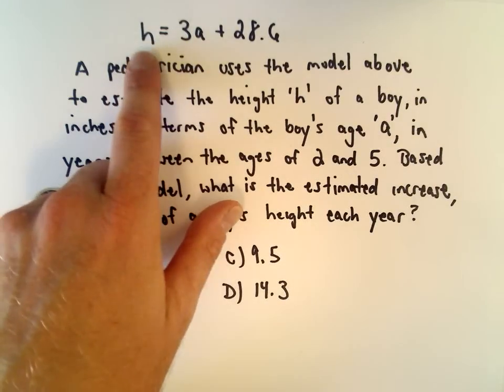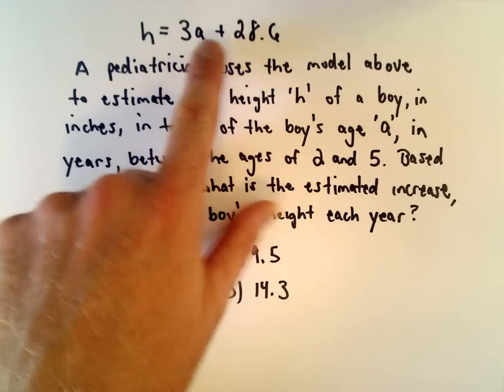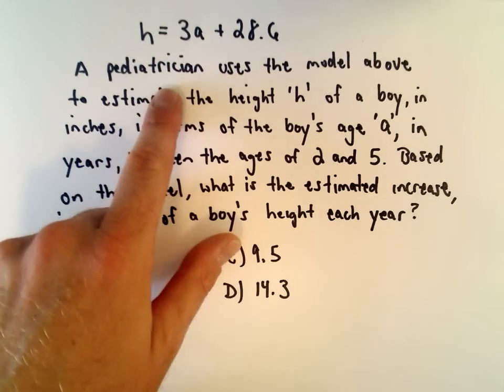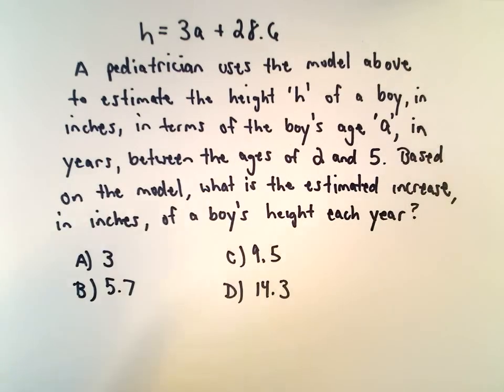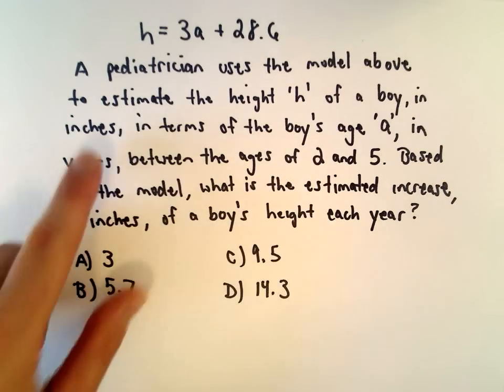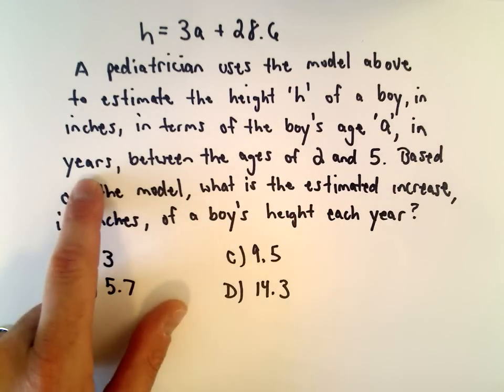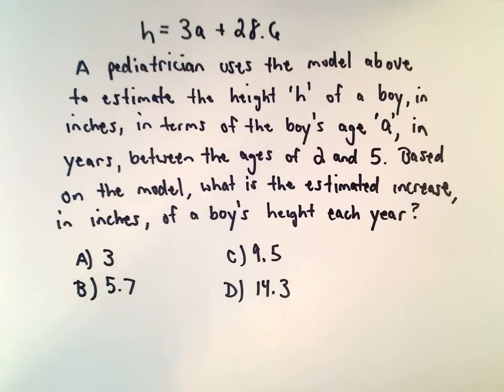So here we have the equation h equals 3 multiplied by a plus 28.6. And it turns out that a pediatrician uses the model above to estimate the height h of a boy in inches in terms of the boy's age a in years between the ages of 2 and 5. So based on the model, we want to know what's the estimated increase in inches of the boy's height each year.